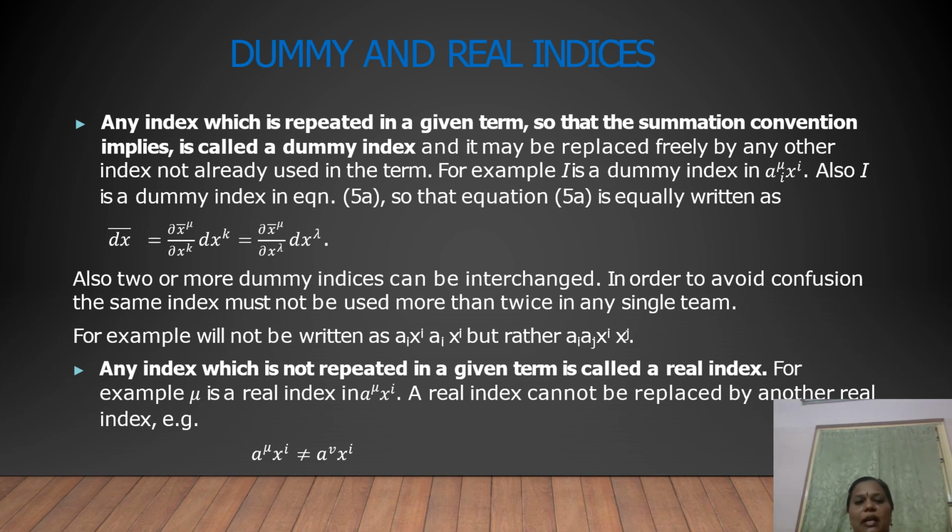What do you mean by dummy index? Any index which is repeated in a given term, so that the summation convention applies, is a dummy index. Hope you could see the equation here: ∂x̄^μ = ∂x̄^μ/∂x^k · dx^k. So here the index k is repeated. If any index is repeated, then that index is called a dummy index.